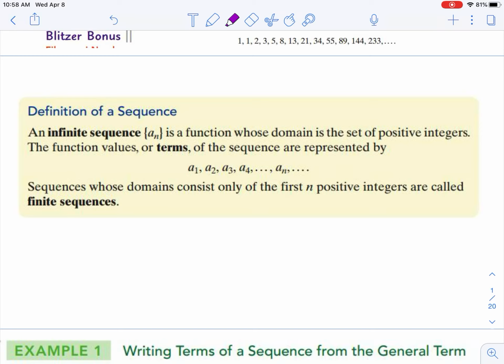So the first thing we're going to do is just talk about what a sequence is. The definition of a sequence: an infinite sequence, as you know, is a sequence that goes on forever, all the way to n terms. You start out with a sub 1, a sub 2, a sub 3, a sub 4, all the way to a sub n. Sequences whose domain consists of the first n positive integers are called a finite sequence. A finite sequence has a set number, and an infinite sequence, as you know, has n numbers in it. That's the way I like to think about it.